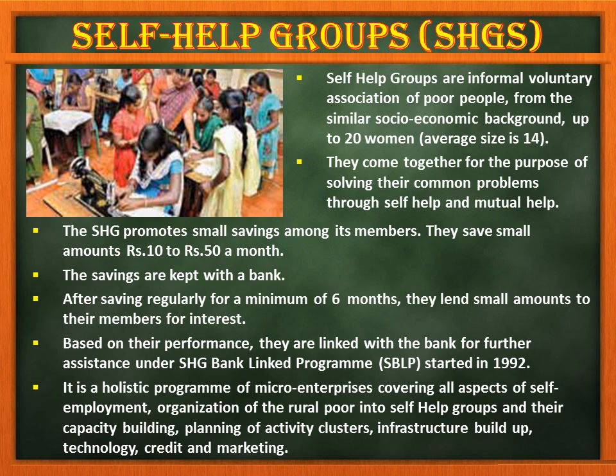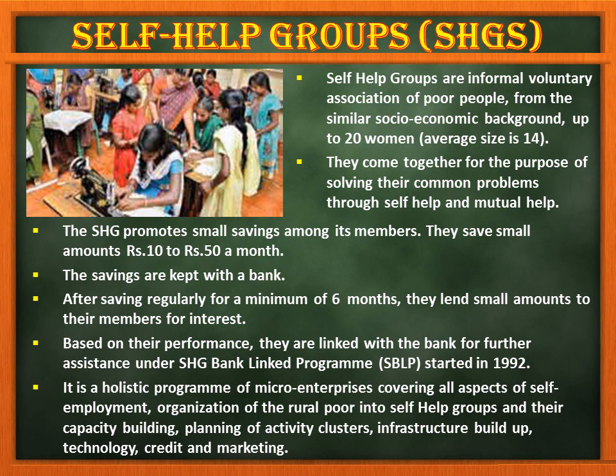Okay. It is a voluntary association of all the poor people from the same economic background. They come together for the purpose of solving their common problems through self-help and mutual help. So they come together for what? To solve the common problem, through self-help and mutual help. The self-help group promotes small savings among its members. They save a small amount, that is from rupees 10 to rupees 50 a month. Every month they will be investing 10 to 50. It is the wish of the people.